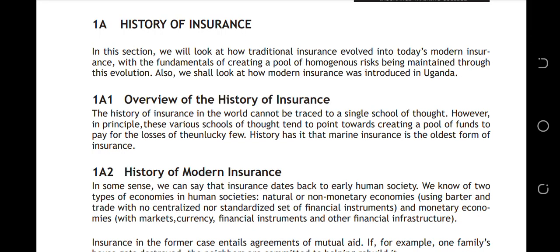Let's talk about some good examples. In marine insurance, during the maritime period around 3000 BC, merchants suffered losses, basically involving robbery of goods and ransoms. The solution they came up with was to create a pool of funds to draw from to pay for the losses of the unlucky few.